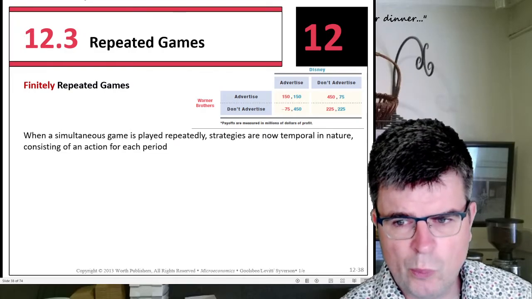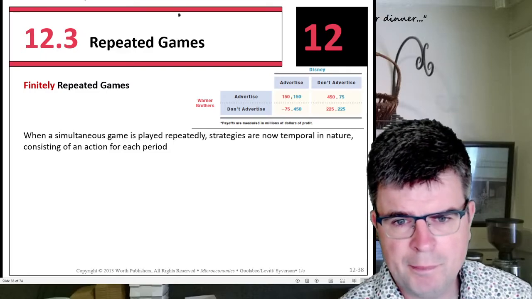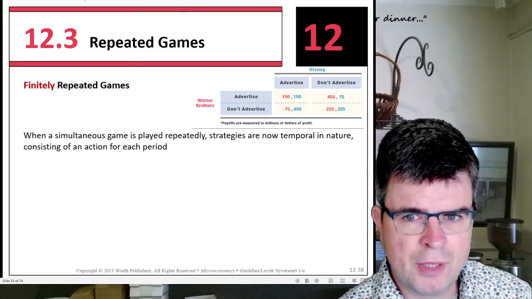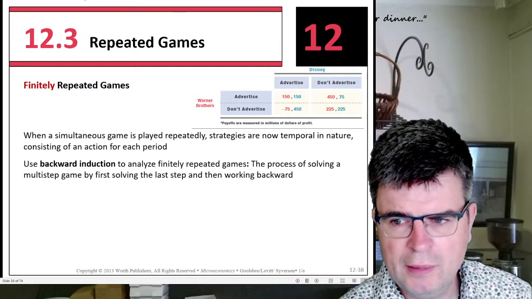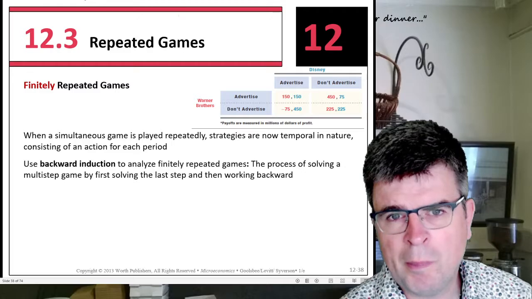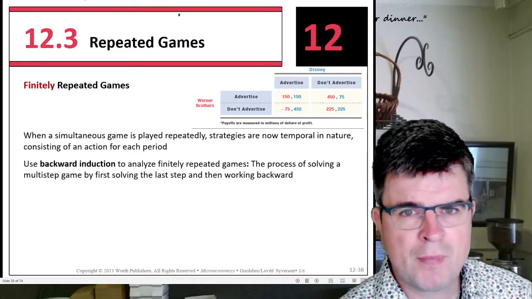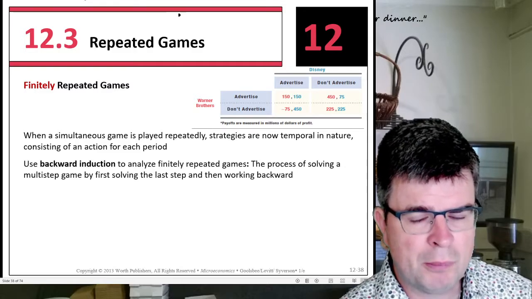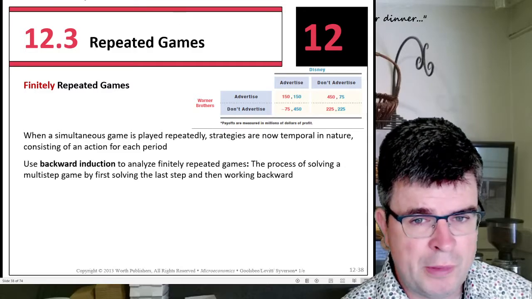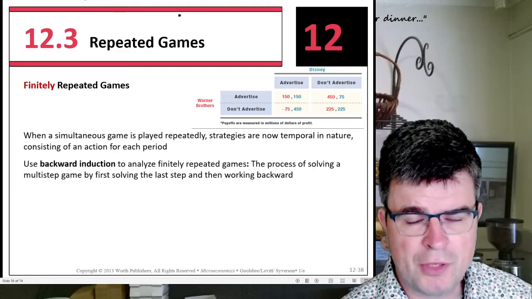So when you repeat this one-shot game, there's a time dimension into the play, and we rely on a concept we call backward induction to solve these games. So, for example, suppose that Warner Brothers and Disney repeat this game for 2 periods. Then we have period 1 and period 2.